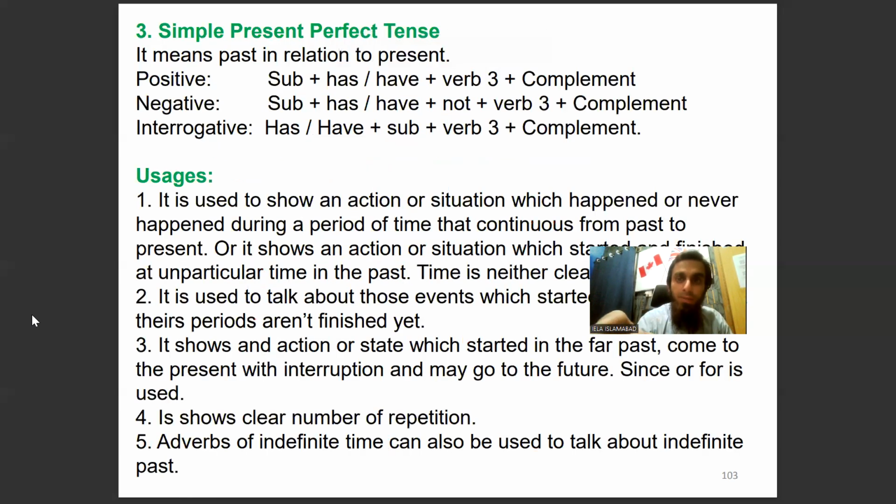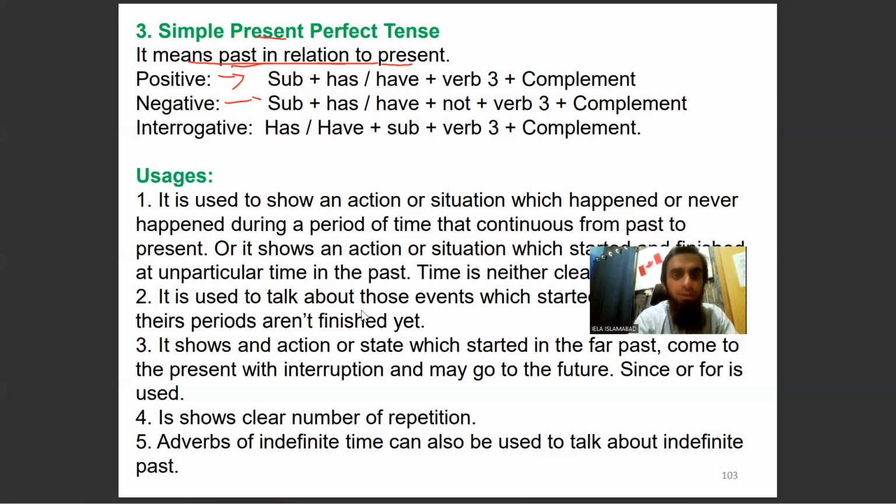Next, third in present simple, present tense, we have present perfect. And in the present perfect tense, it means past in relation to present. Like present perfect tense means when something happened in the past, but recently past, not very, very past, recently past, something happened. For that situation, for that time period, we use present perfect tense. For example, it means past in relation to present.